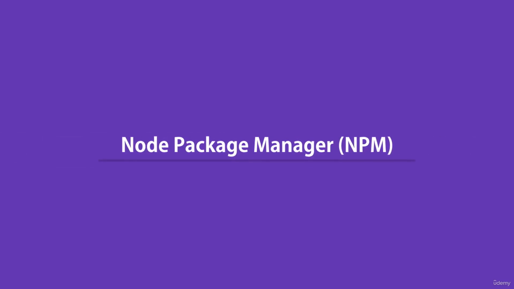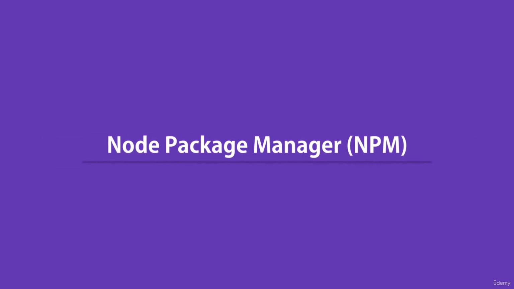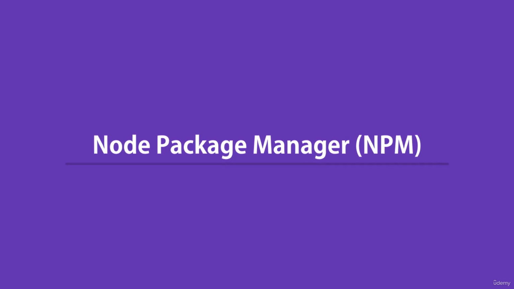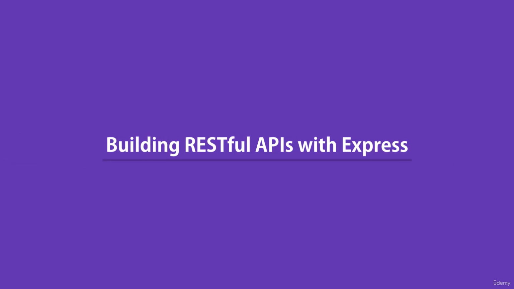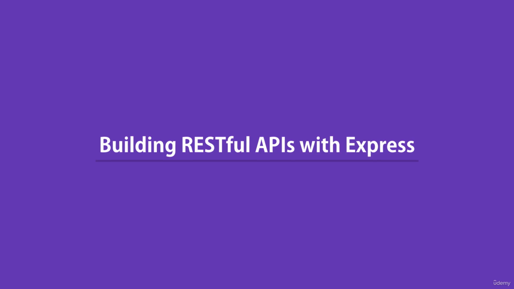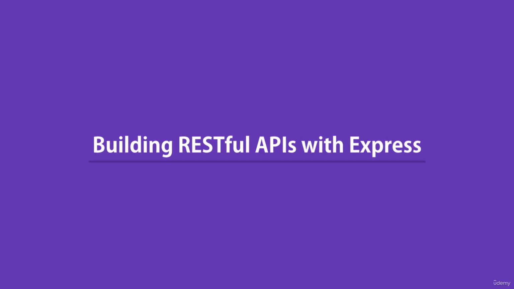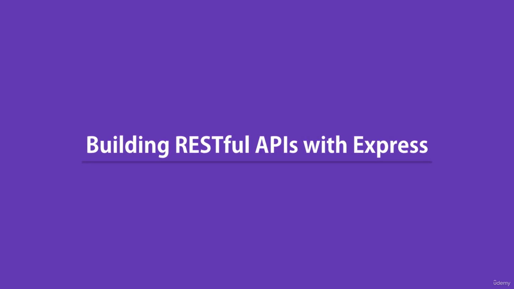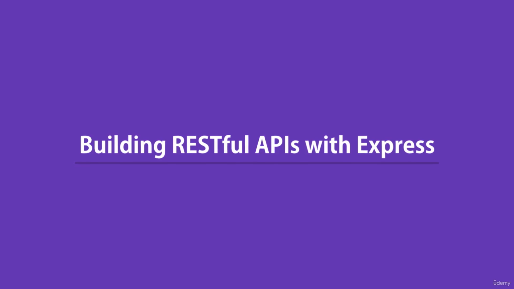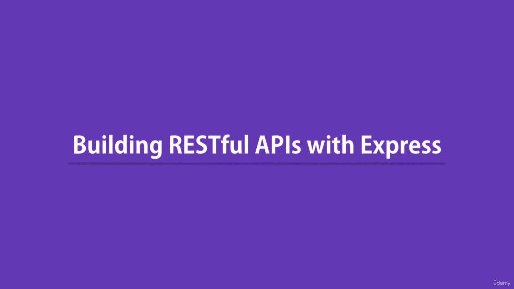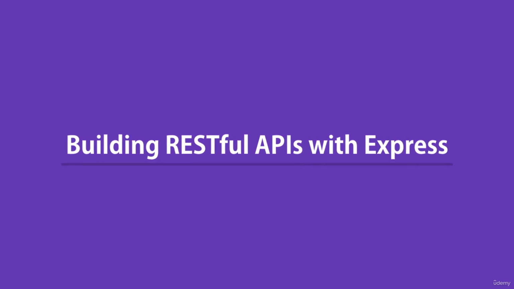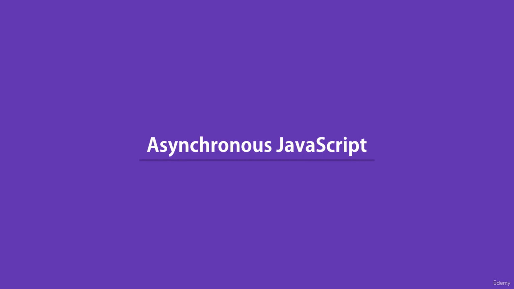In the third section, we'll look at Node Package Manager, or NPM. Over the next two sections, you will learn how to build RESTful APIs using Express. But throughout these two sections, we'll be storing our data in a simple JavaScript array. Because before we look at storing data in MongoDB, you need to clearly understand asynchronous JavaScript. And that's the topic for the following section.